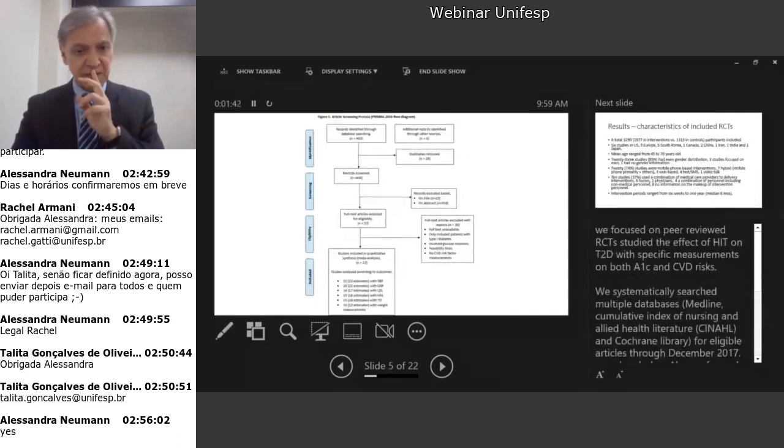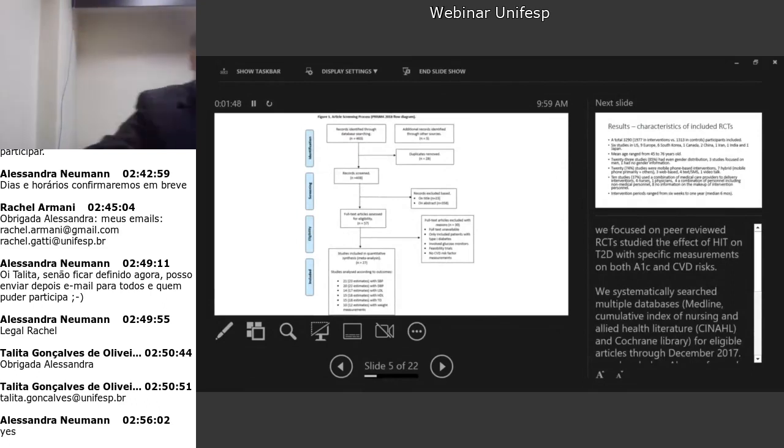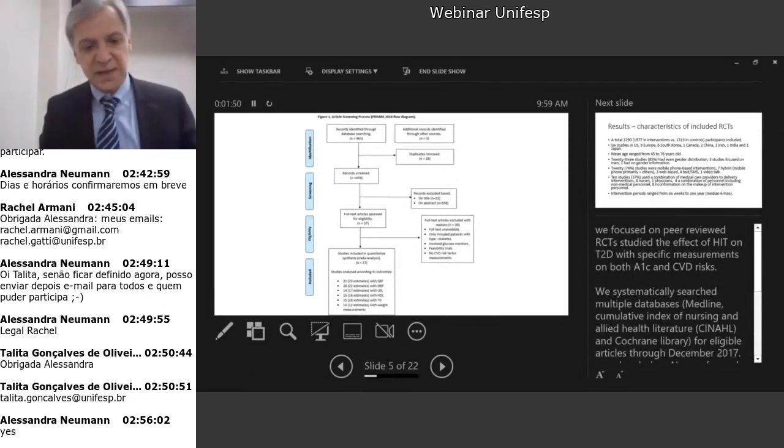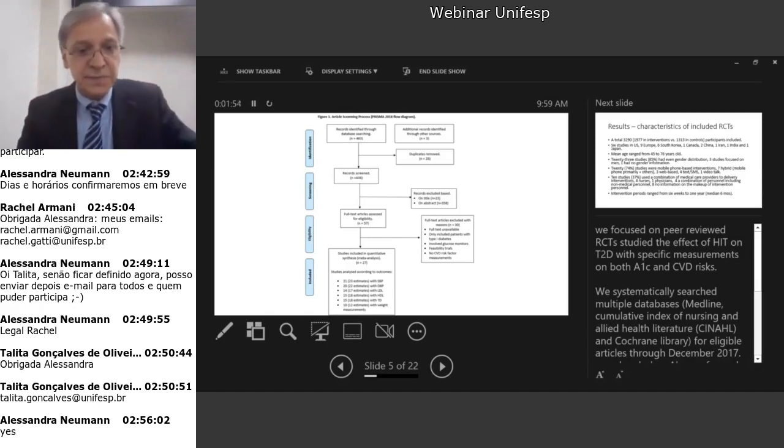I'm going to skip that just to show you that it's not different. Remember that you have to go over and find the right way to present it. It all ends up being the same way. You need to present how you end up with your numbers. The goal here is to study the impact of HIT, health information technology, on diabetes. A secondary goal, the second meta-analysis, is the effect of HIT on cardiovascular outcomes among diabetic patients.